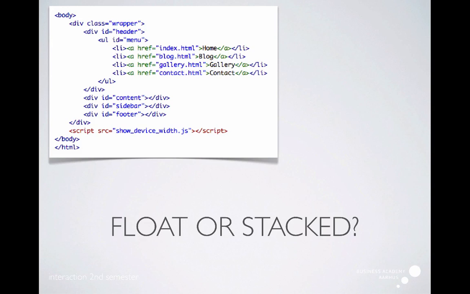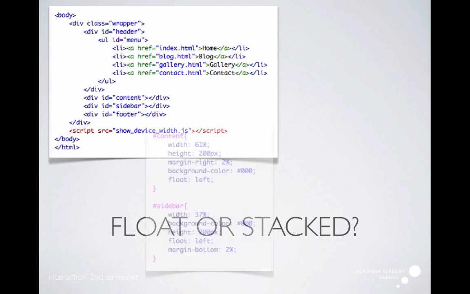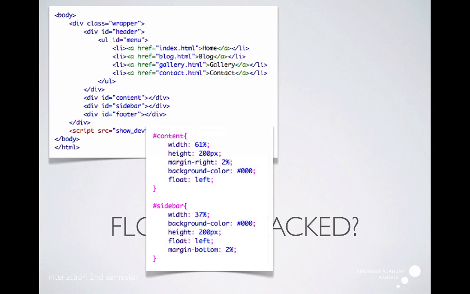What happened in the video before was also that our content and sidebar were floating when we are at the tablet and the desktop, but when we arrive at the font size, they were stacked, so they were above each other. So let's have a look at how we did that. The content and the sidebar have these selectors and these properties. They have a width of 61% and 37%, and they float left, both of them. They have a height at 200 pixels and some colors and some margins.